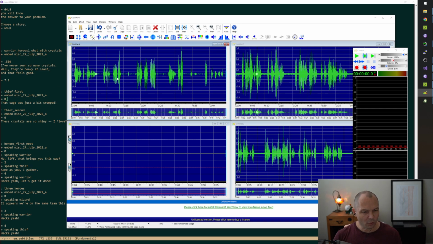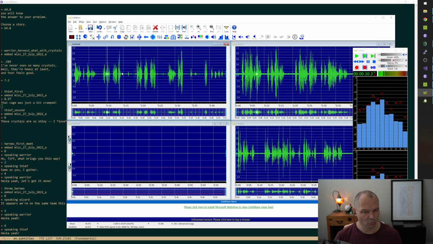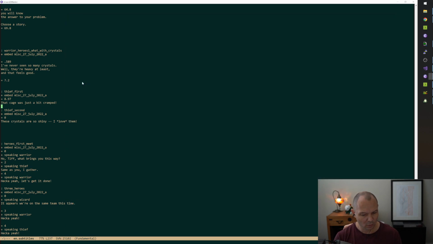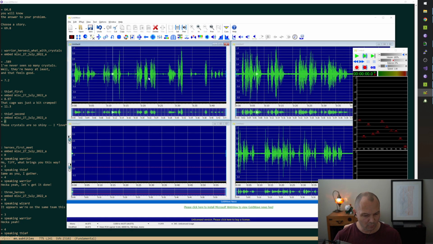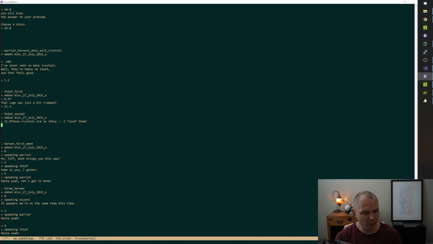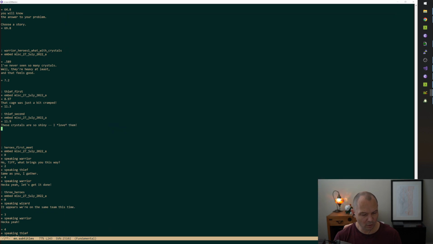The first 8.97. That cage was just a bit cramped. 11.3. 11.9. These crystals are so shiny. I love them. 14.5. Okay.